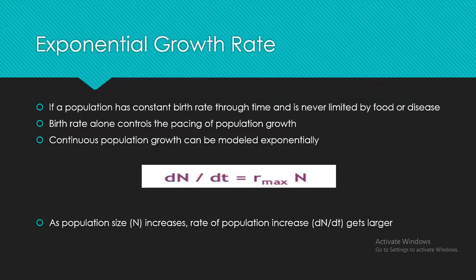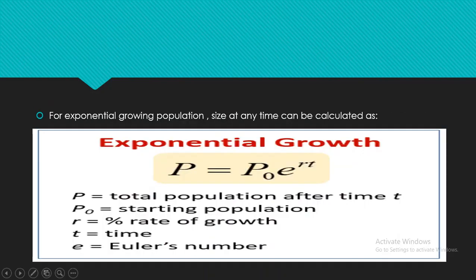So, exponential growth rate is if a population has constant birth rate through time and is never limited by food or disease, birth rate alone controls the pacing of the population growth. Ito yung formula natin na ginagamit sa pag-compute ng exponential population growth. Ang mali lang nung iba is instead of raising the Euler's number to the product of the rate and the time, yung ginagawa is inisa lang to. So, Euler's number is multiplied by the product of the rate and the time. Mali-mali yung ibang answers dun sa nag-try magsagot sa problem solving. So, I would like you to revisit the module for week 3 and recompute kung paano to nakuha.